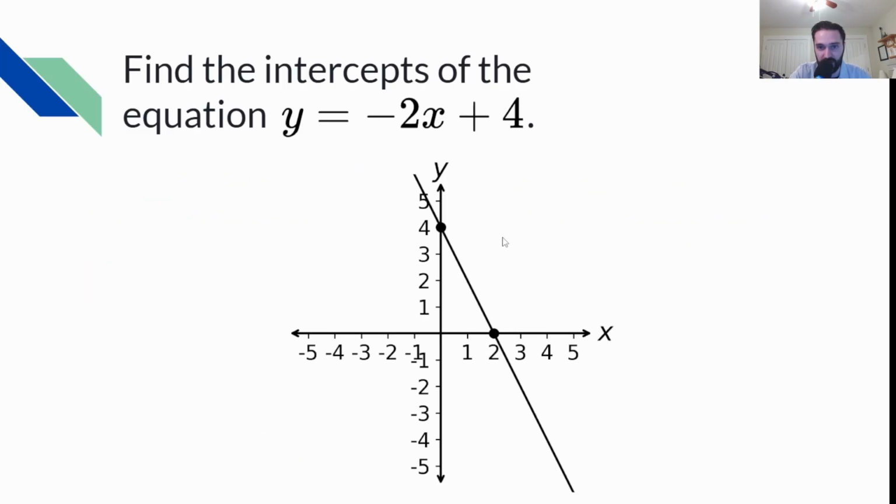These are our 2 points. It turns out that we only need 2 points to draw a line. So these are the points that we found. We can label them as the y-intercept and the x-intercept, and we can draw our picture. And we see that the equation y equals negative 2x plus 4 is another equation for another line.